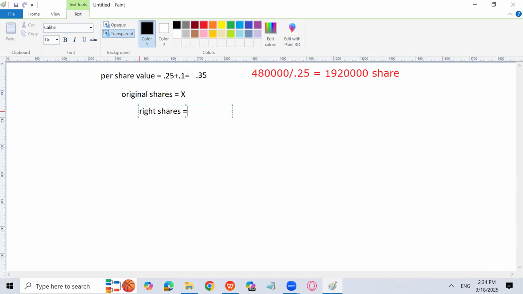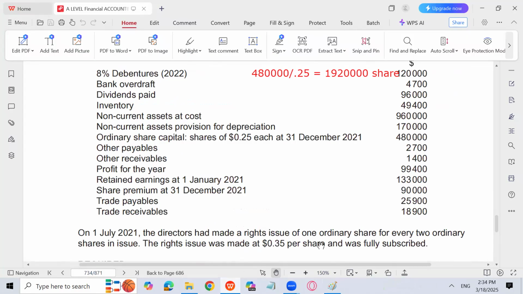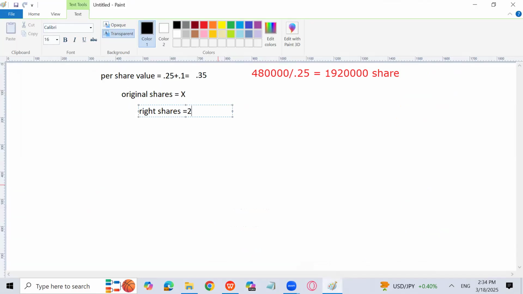Right? So now, how many right shares will there be? What is the fraction of the right shares? The quota system is 1 share for every 2 ordinary shares held. So the quota system is 2:1. Okay, so what are going to be our right shares? That is X over 2 multiplied by 1. Right? So 1 by 2x, x over 2 into 1, even that is fine.